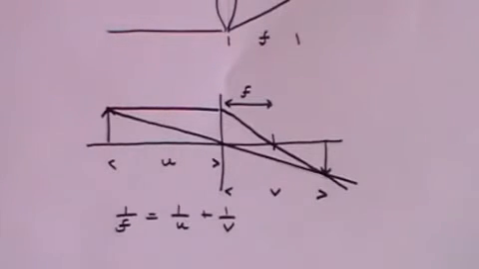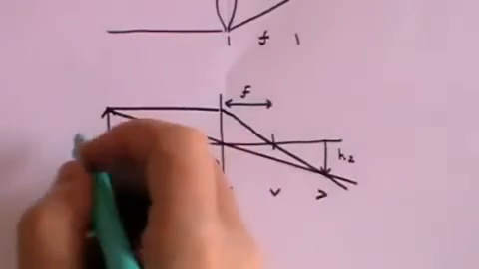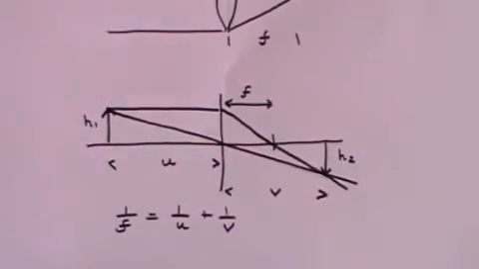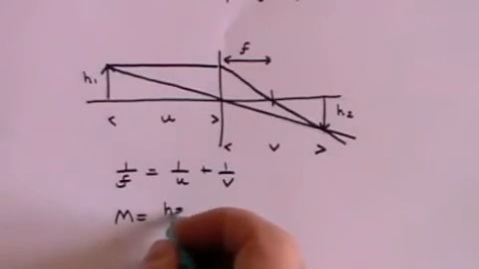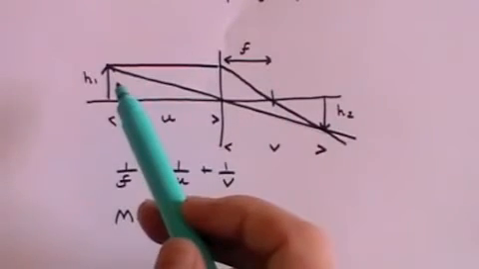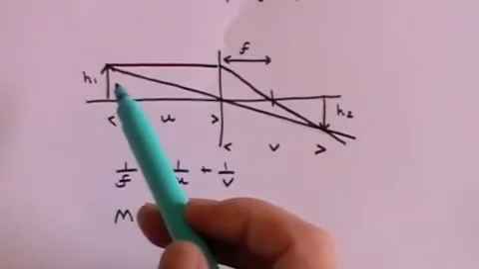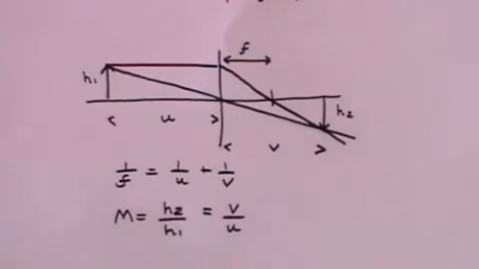Plus 1 over V. That was all derived in my earlier video. We also showed that if the height of the image is h2 and the height of the object is h1, then the magnification is obviously h2 over h1. In other words, it's the ratio of the image height to the object height. That's the definition of magnification. And we showed that that is equal to V divided by U. That was all shown in the video on geometric optics.